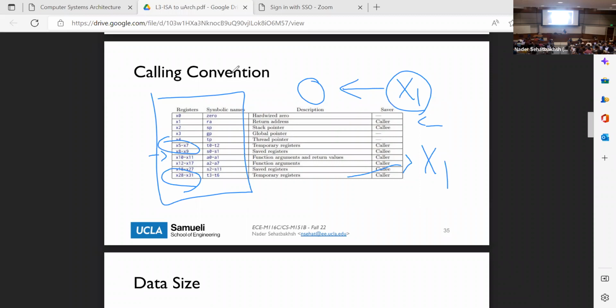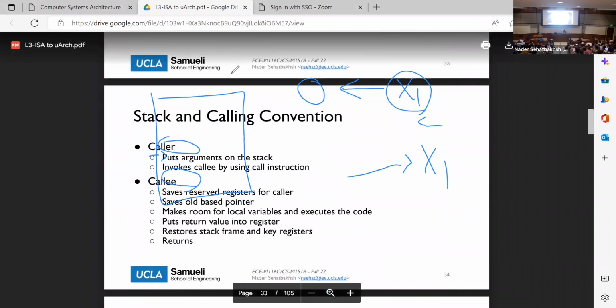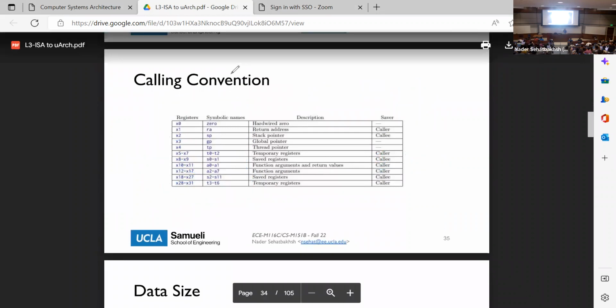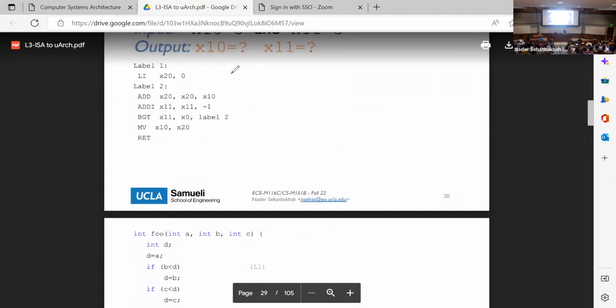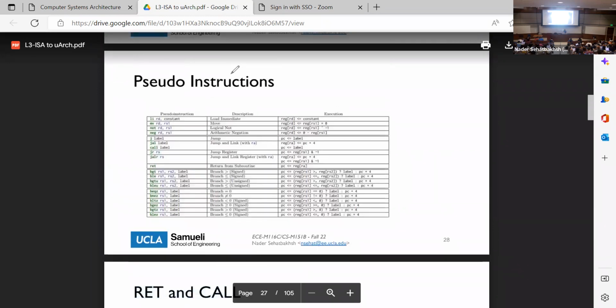Cool. By the way, I'll also take a look at the names. X5 to X7 is T0 to T2, X28 to X31 is T3 to T6. This is just to make your life easier to say which are the temporary registers. Instead of memorizing X28, you will say T3 or T4, right? So this is to make things easier. All right, going back up, where I was. So call is basically just saying that your destination register is RA, which is X1.